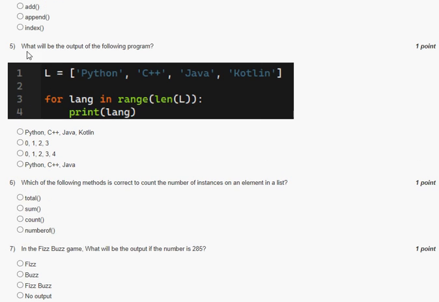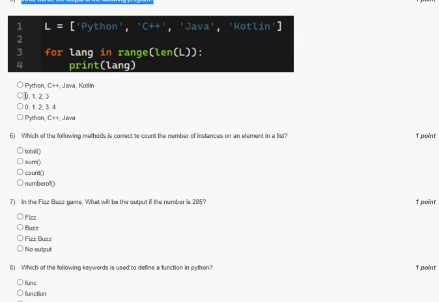Coming back to the fifth one: what will be the output of the following program? So the answer for the fifth question is option B, 0, 1, 2, 3.